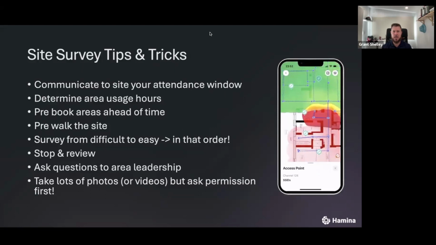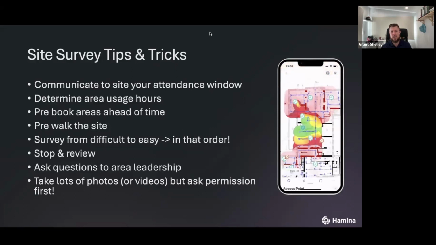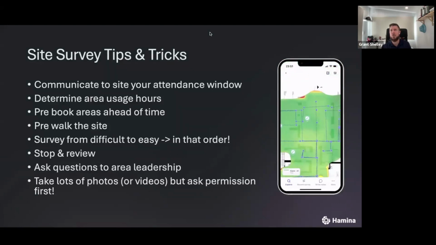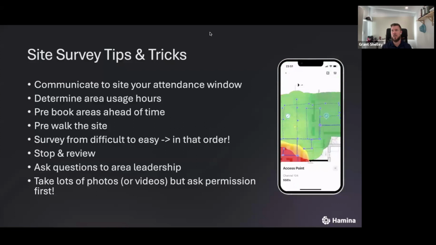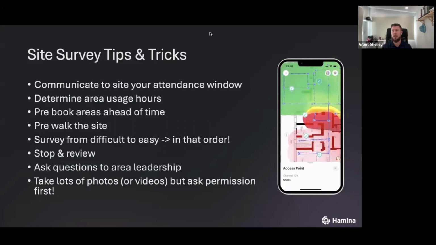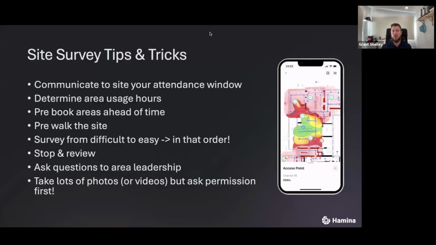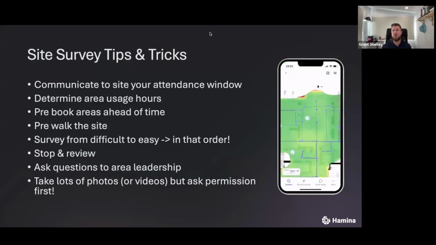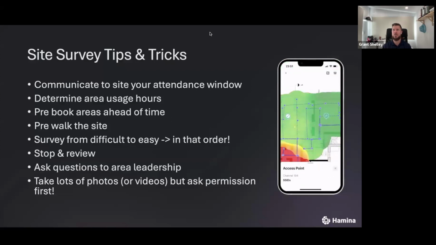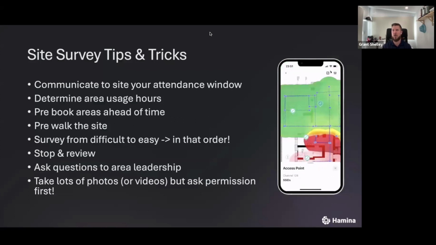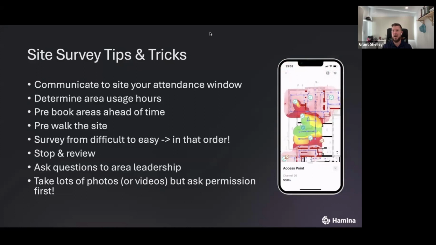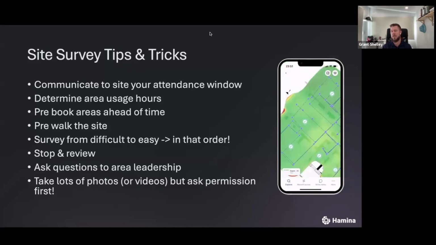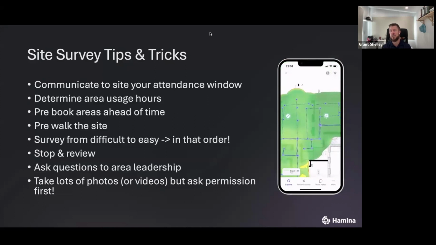This isn't in any particular order, but communicate to the site what your attendance window is going to be. Particularly if there's a site contact, then that's all going to run through them. Ideally, they will notify the site that you are going to be there, so people are expecting you. They're not thinking, hey, who's the guy walking around with the little black box and the high vis. They are already expecting you, which does tend to curb the amount of questions, which means you can get on with the job.